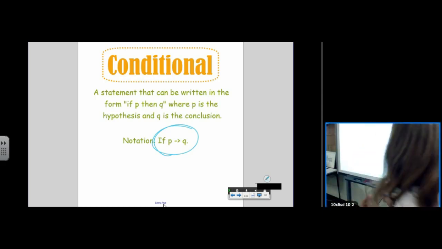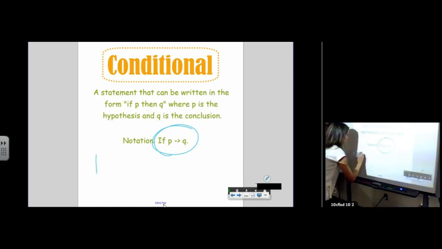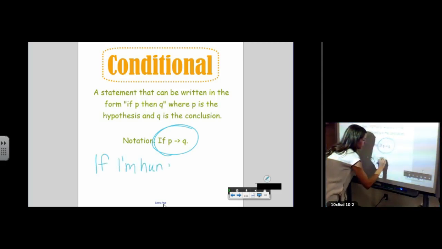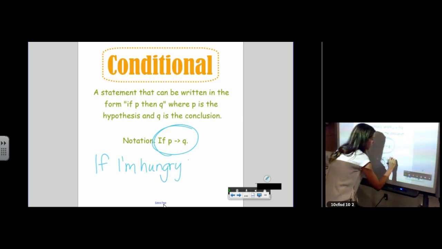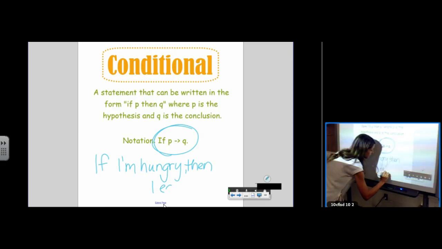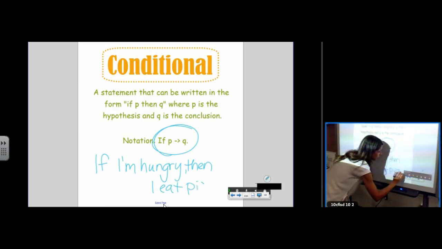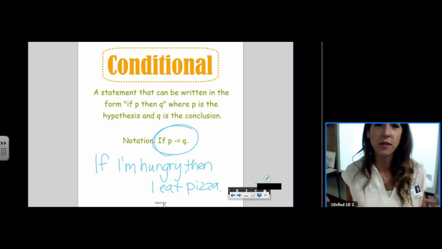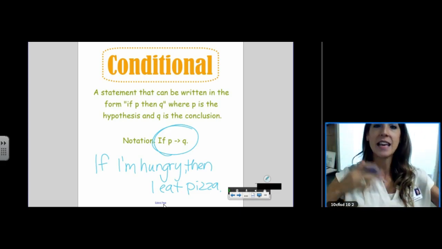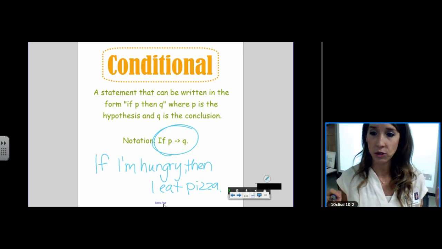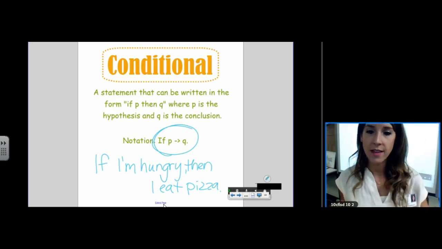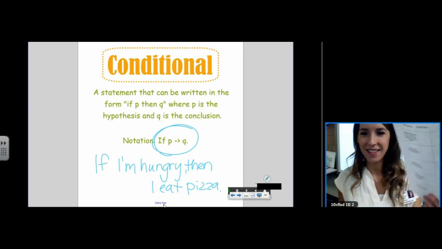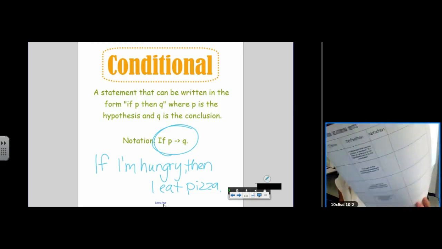All right, so here's going to be our example. We just made it up. If I'm hungry, then I eat pizza. That's going to be our conditional. We're not deciding if it's true or false yet. We don't care if it's true or false yet. This is just an if-then sentence. It does not have to be true. If I'm hungry, then I eat pizza. Write that down in the example part.